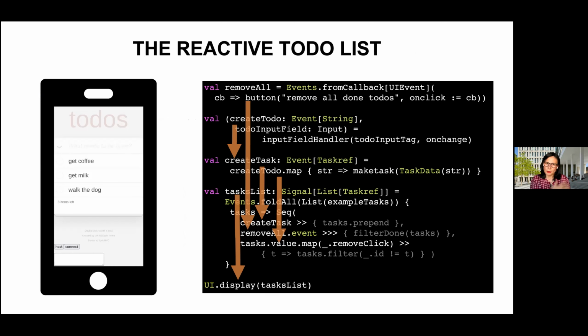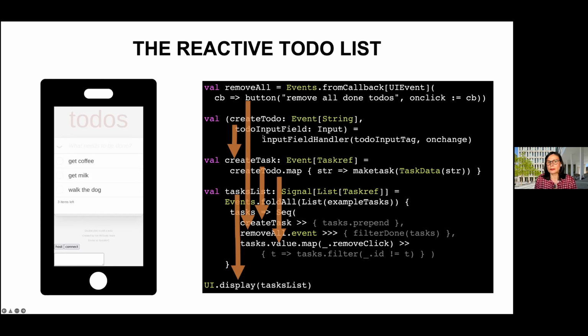To go back to our running example, the reactive to-do list. This is how the program looked like. Ignore for the moment the orange arrows. They were meant to be animated and not on the slide at this point. And you don't need to understand or read the code. I will guide you through the code. Basically, all you need to notice is that there are some values that we define, like remove all and create to-do and create task and task list.